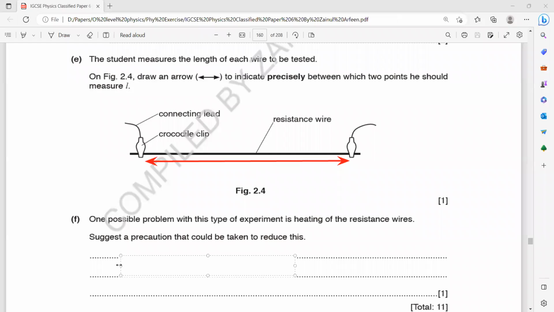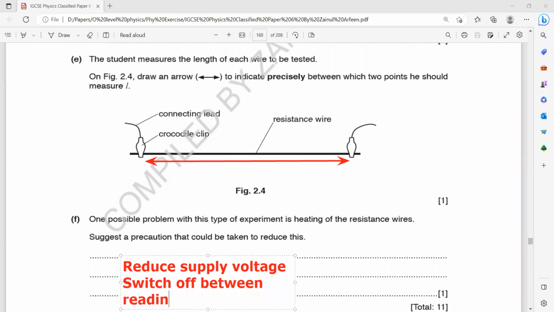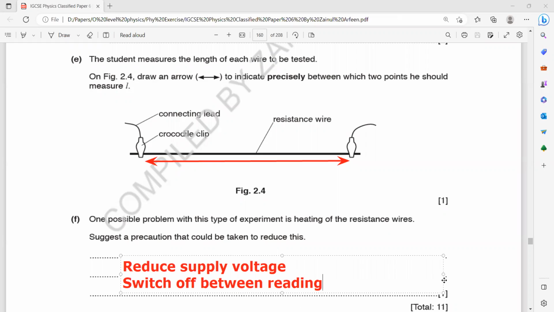Number one, we can reduce the supply voltage, or we can switch off between the readings. The circuit should not remain on for a longer period of time. We record the value and then switch off the circuit, because if the current passes for a longer time, it will produce a greater heating effect. So reduce the supply voltage or reduce the current.